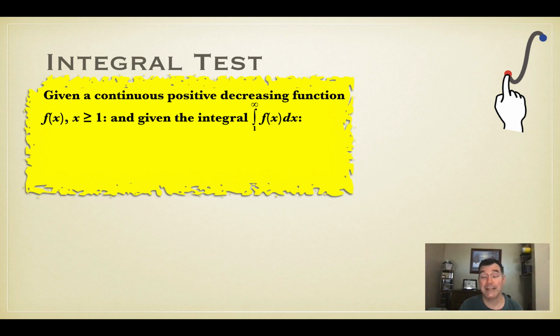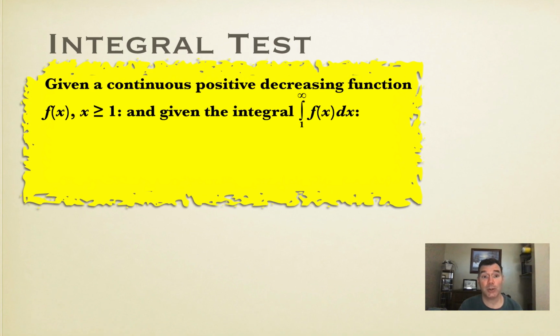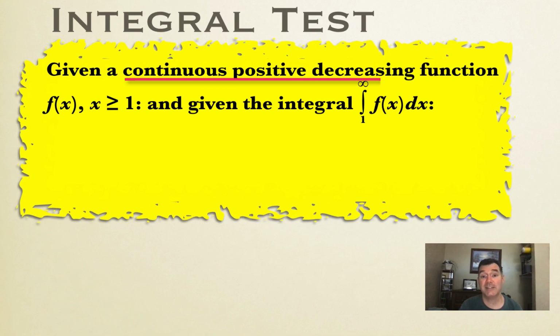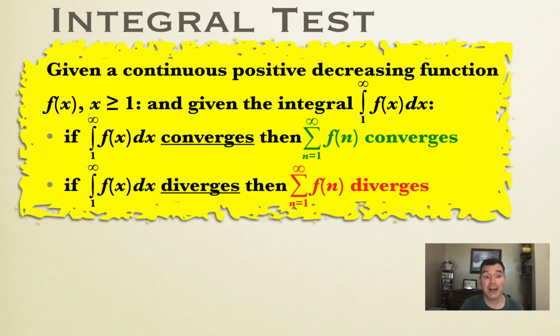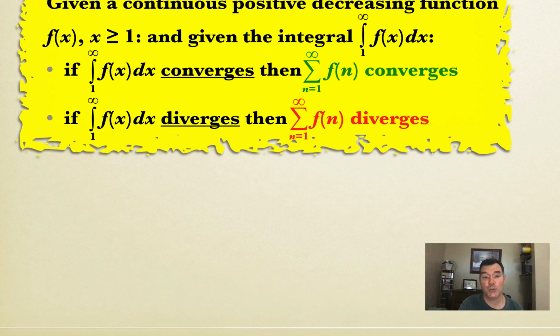The first is going to be the integral test. Suppose that I have a continuous, positive, decreasing function f of x for all x greater than or equal to 1, and that function has an integral from 1 to infinity. If the integral from 1 to infinity converges, then the series that I can create using points in that function also converges. And if the integral diverges, then I can similarly say that the series diverges as well.